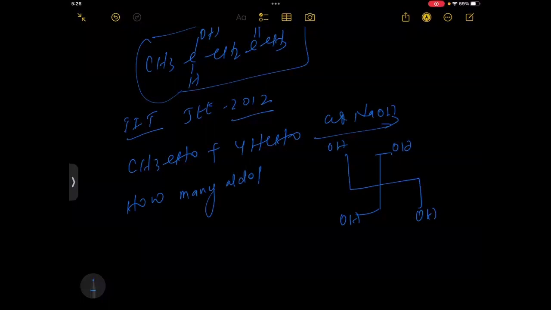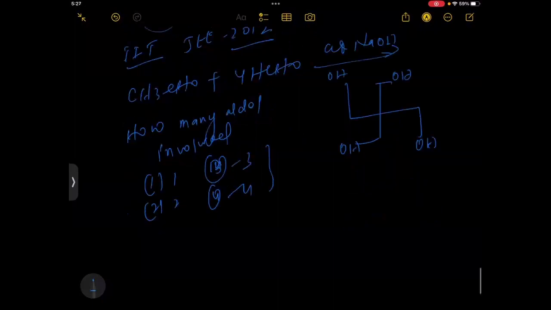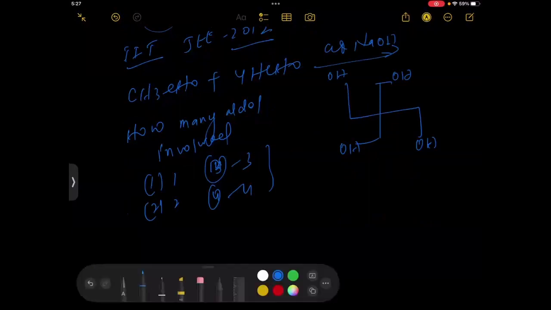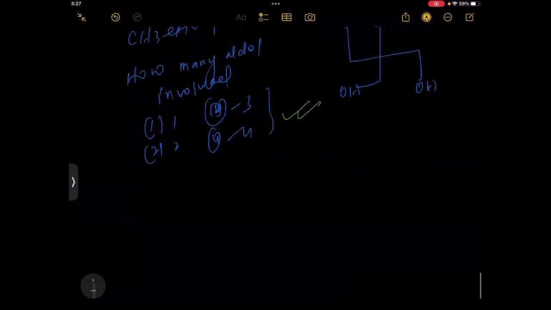Number 1, 2, 3, and there is a 4. How many aldols will be involved, students? Can you tell me? Tell me. See here, students, that 3 aldols will be involved.